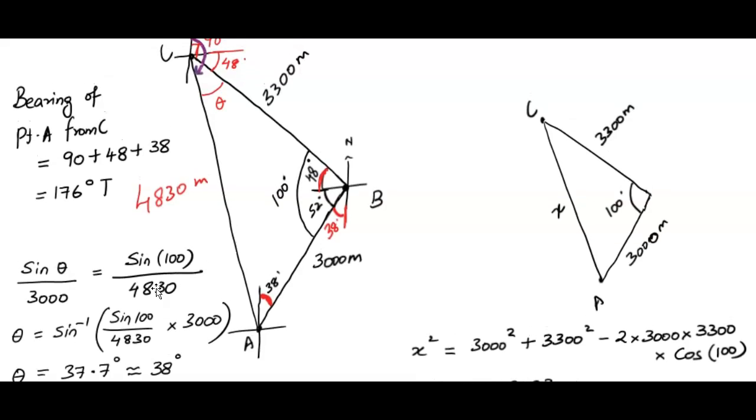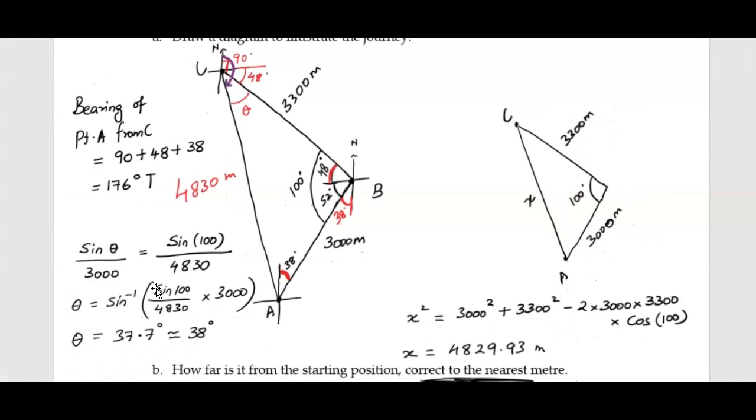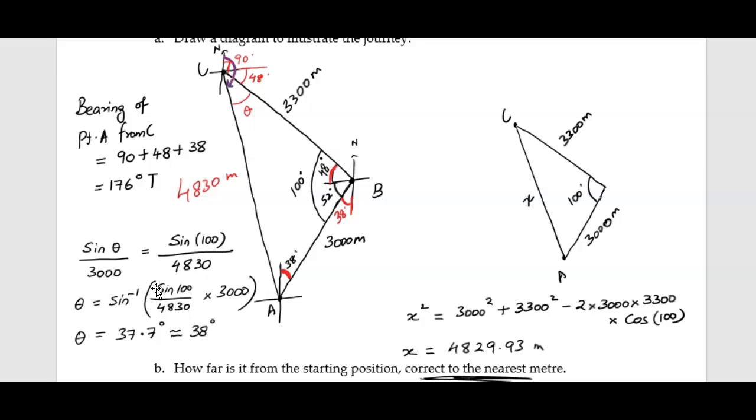So again, like I said, the key part of this question is to be able to draw your diagram as clearly as possible. And the second key part is to be able to work out an angle inside the triangle. And once you work out an angle inside the triangle, everything else kind of follows itself. Beautiful.